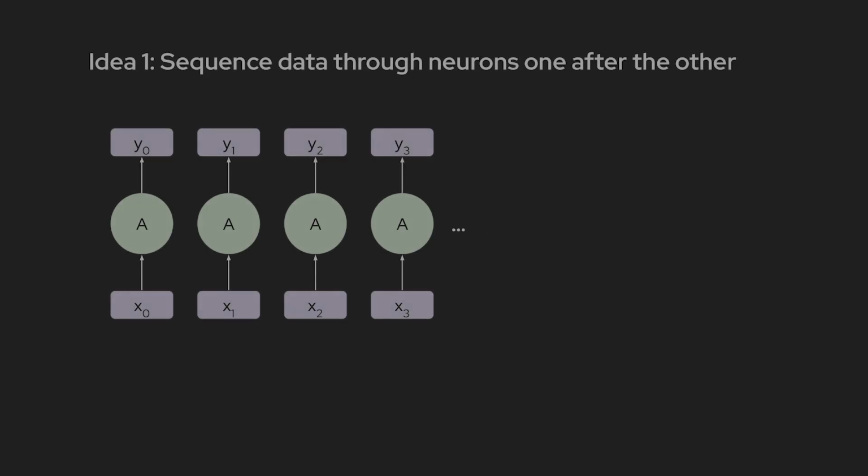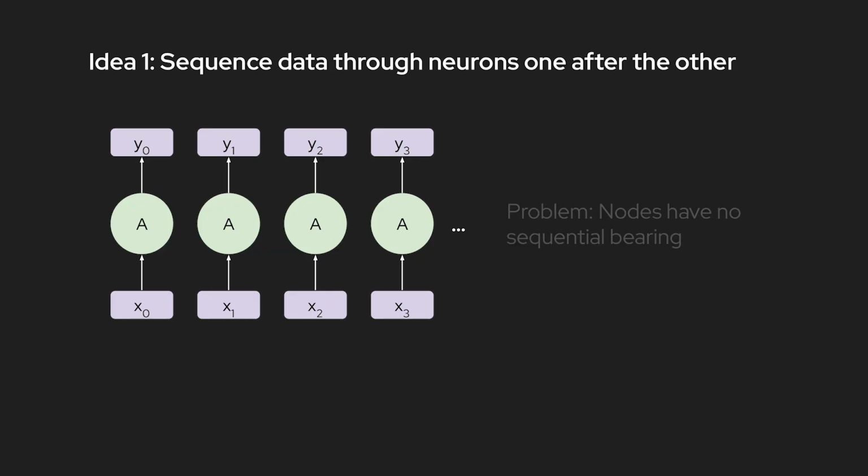Here's an idea. Why don't we just run our sequence of data through the same neuron multiple times? Well, there's some pretty clear issues with this architecture. A pretty clear issue is that our nodes have no sequential bearing. Our model doesn't know anything about the sequence apart from the single data point it's considering, not even where it's located within the sequence.